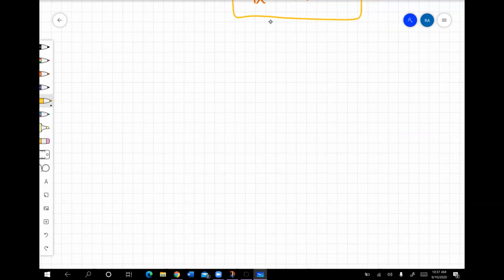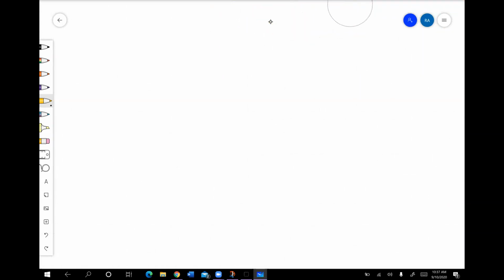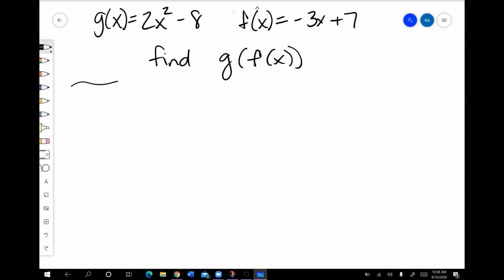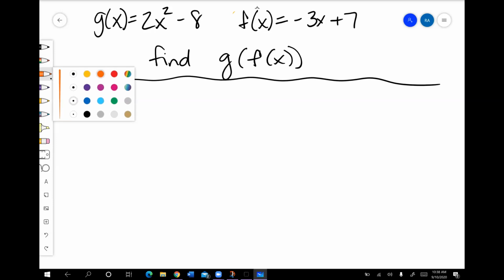Okay? All right. So the next one is going to be g of x equals 2x squared minus 8, and f of x equals negative 3x plus 7, and I want to find g of f of x. Okay? All right. So let's go do this color.